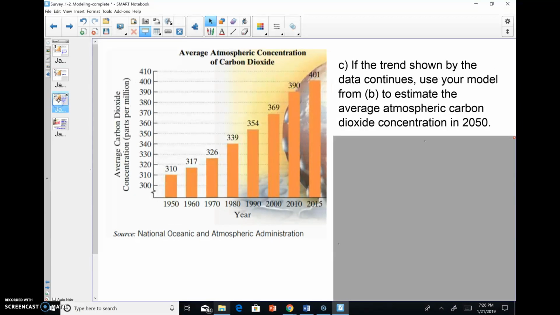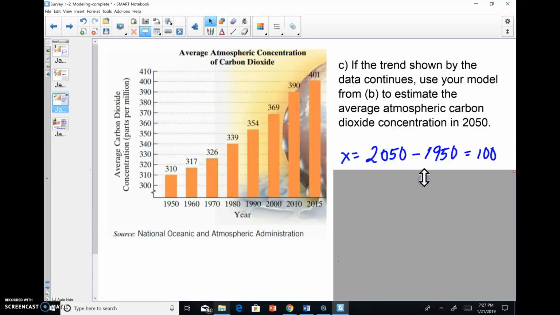So let's take a look at the third part here. It says if the trend shown by this data continues, use your model to estimate the average atmospheric carbon dioxide concentration in 2050. Well, the first thing is we have to remember that in our model here, we had to have X, all right? And X is going to be the years since 1950. So we take 2050 minus 1950, and that gives me 100 that I want to use for X. That's what I'm going to use for my model.